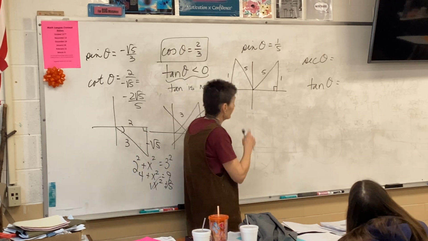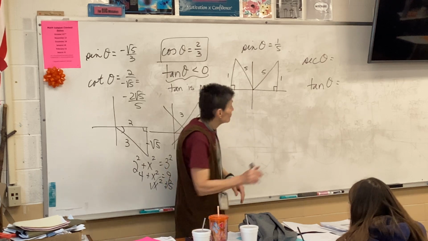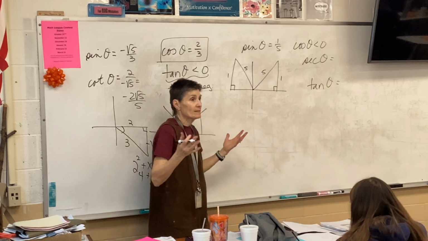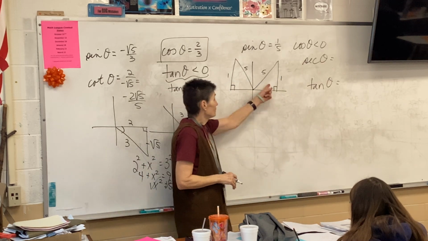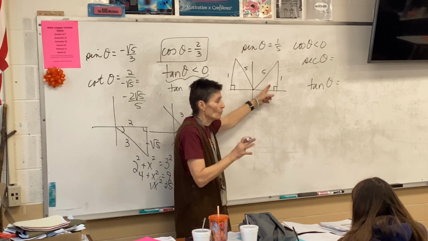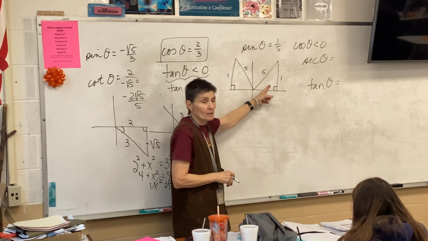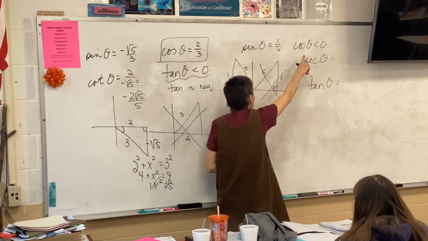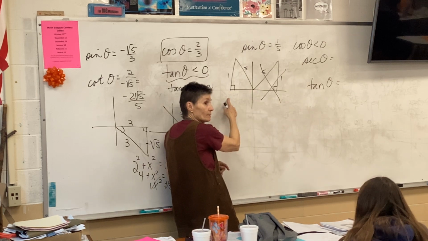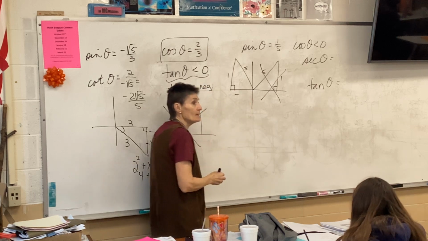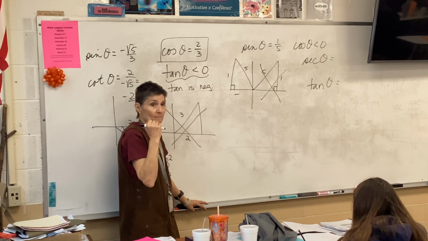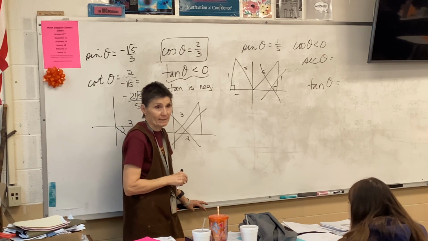All right, what else do I know? I know that the cosine is negative. Wait a second. Is anything negative in quadrant 2? Or quadrant 1, quadrant 1. Is anything negative? No. So that one's out. Cosine cannot be negative in that quadrant. How about this quadrant? Will cosine be negative? Absolutely, because you're going left. Adjacent is negative.